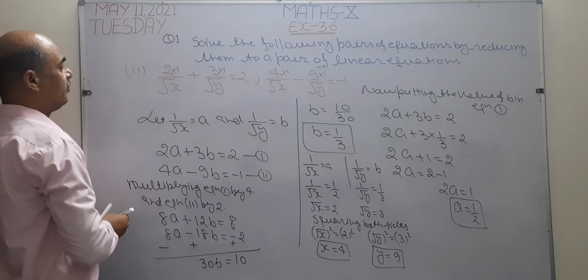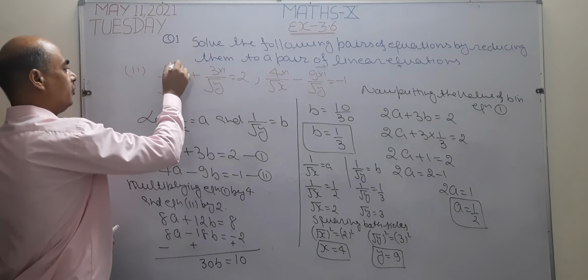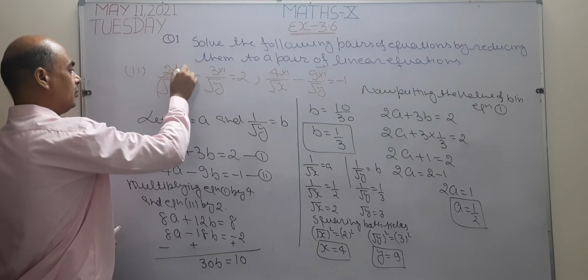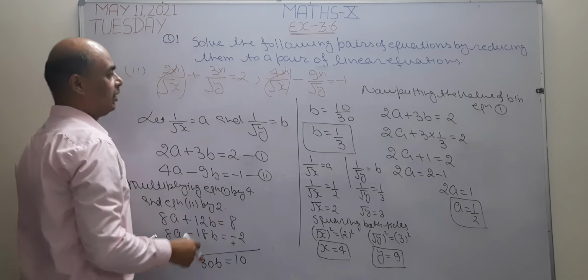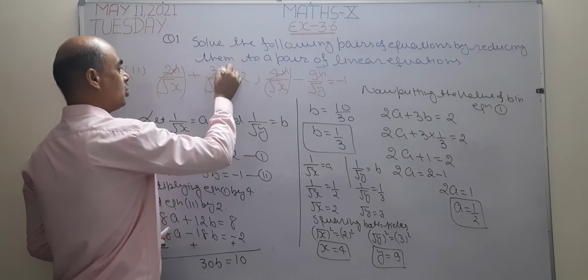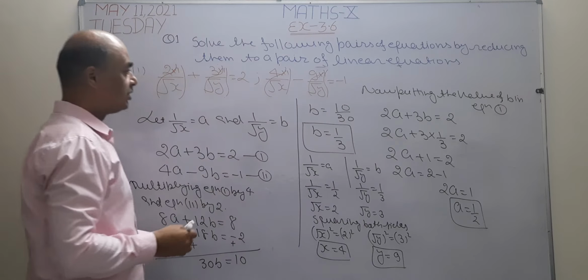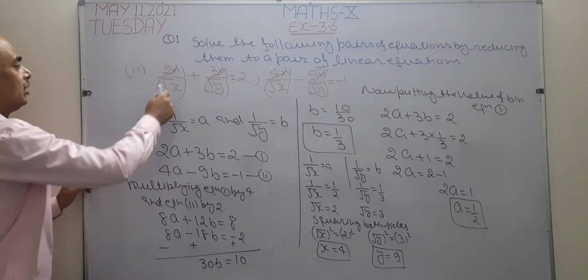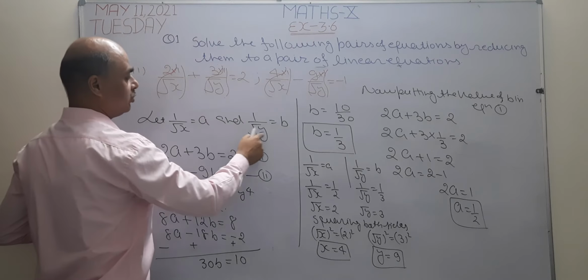Now see, what is common between first term of both the equations? In first term of both the equations, 1 by root x is common. And what is common between the second term of both the equations? In second term, 1 by root y is common. So I suppose that 1 upon root x equal to a and 1 upon root y is equal to b.